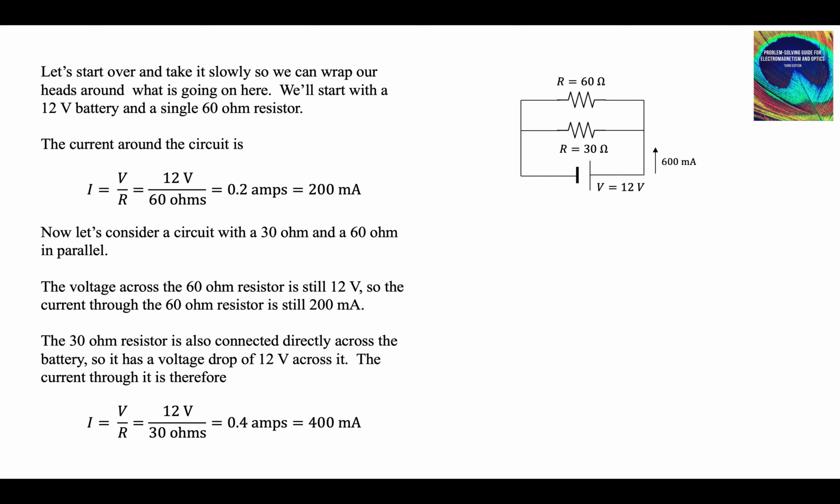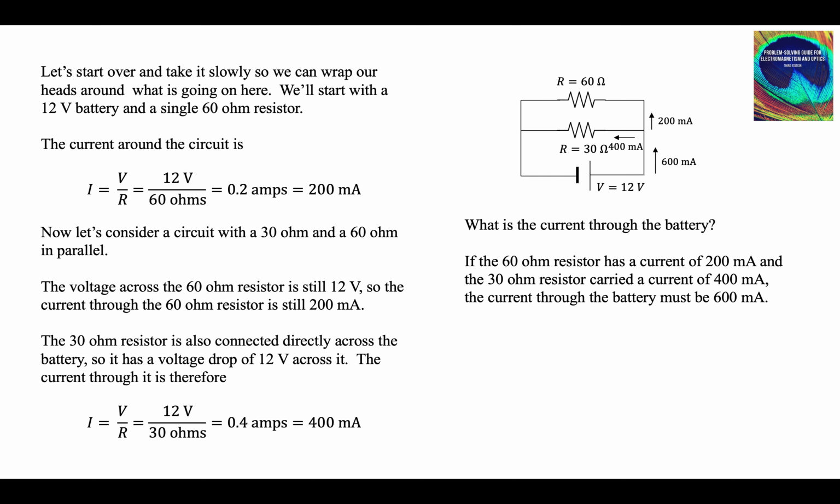600. And it splits like that. 600 comes into this junction, 400 goes that way, because it's easier to go that way. The resistance is half as much, it's going to draw twice the current. 200 milliamps goes that way. Current through the battery, 600 milliamps.